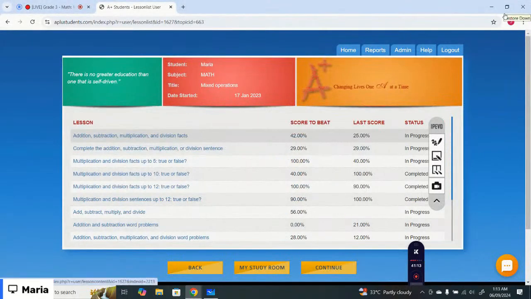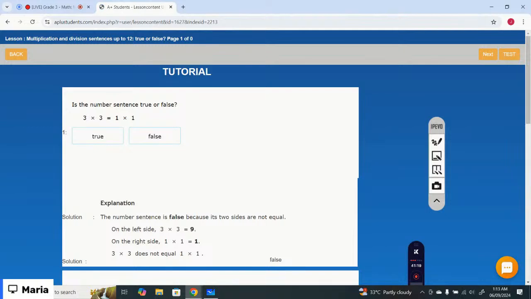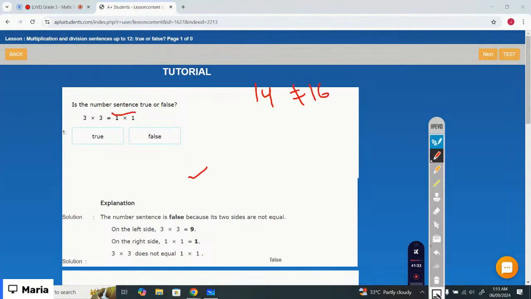Okay, the next lesson is multiplication and division sentences up to 12, true or false. So let's just start with the lesson. Is the number sentence true or false? 3 times 3 equals 1 times 1, right? So now you have to solve both sides of the equation. If they have the same answer, then that is true. Otherwise, false it is, right?